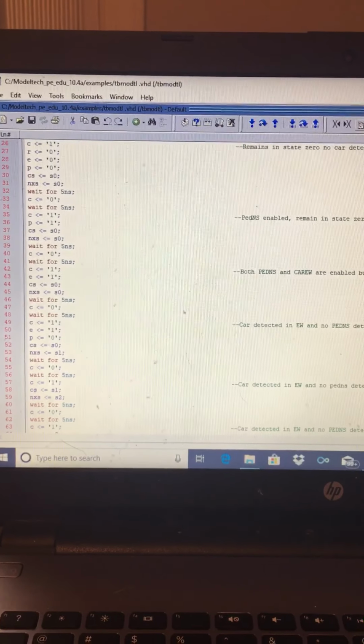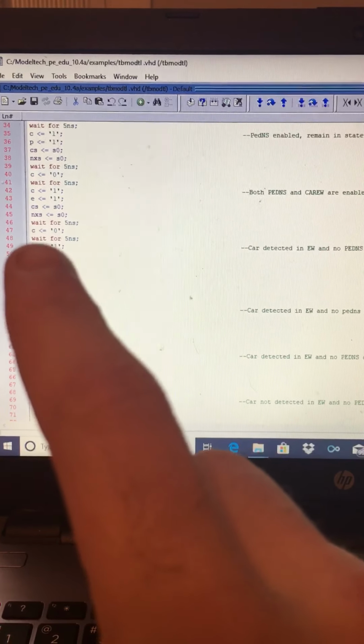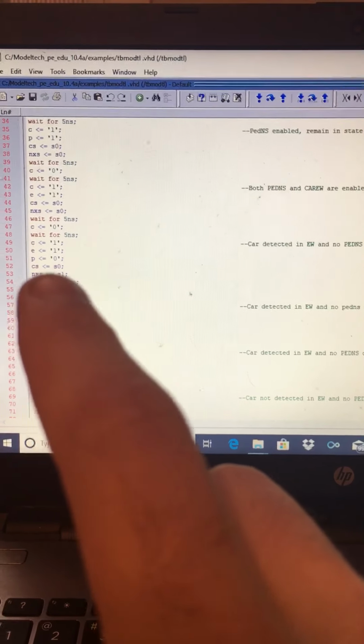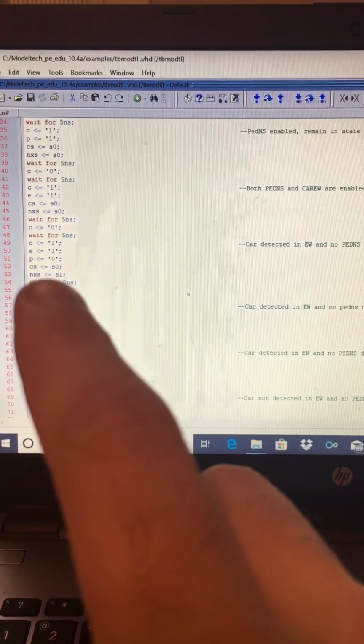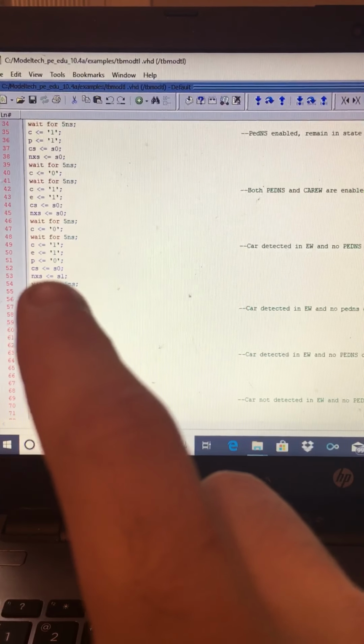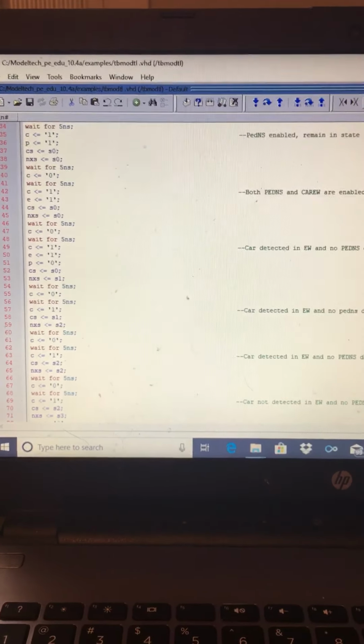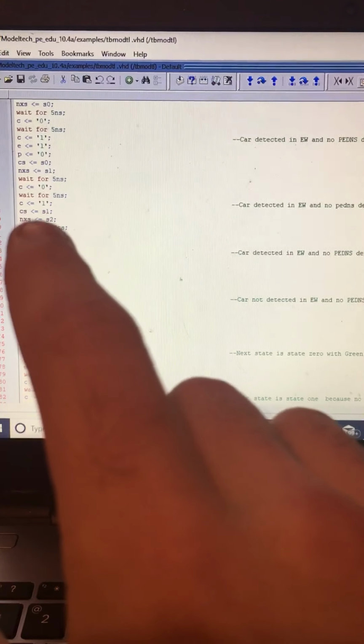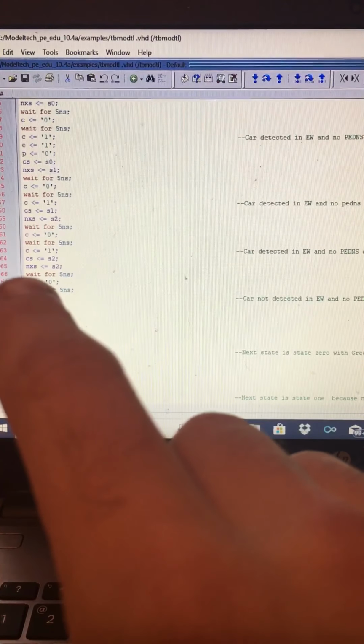And at the next rising edge, pedestrian is enabled, and the car in east-west is enabled, but it will stay in state 0. In the next rising edge, pedestrian is disabled, while the car in east-west is enabled, so the next state will be state 1. At the next rising edge, it will go to state 2, which will be green east-west.